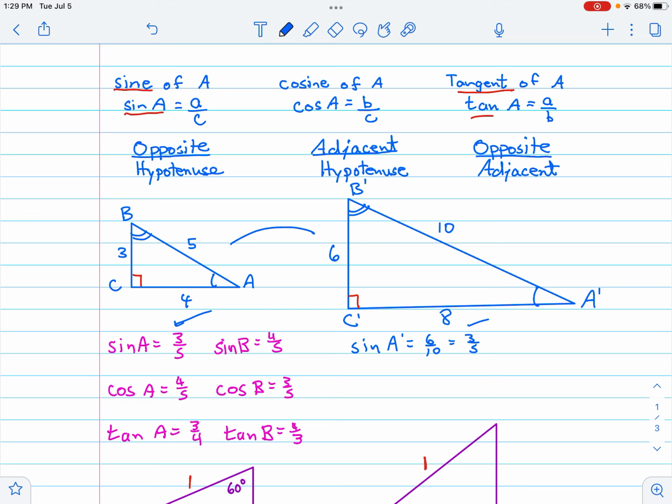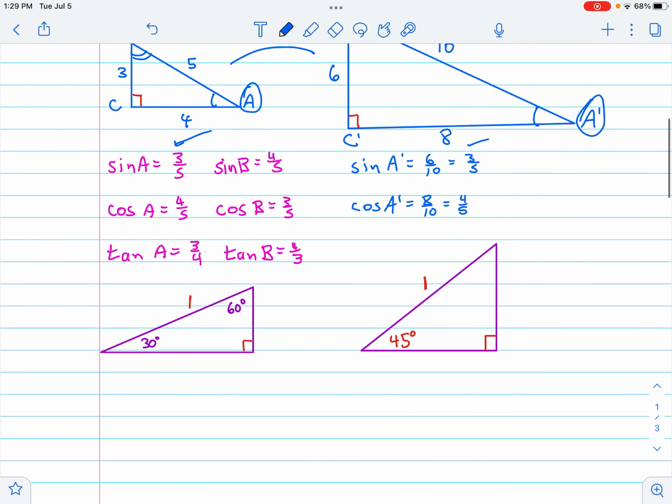Now look at this. What if we've got cosine of A prime? Well, cosine of A prime is going to be 8 over 10. And let's see what that reduces to. 2 will go into 8 4 times. 2 will go into 10 5 times. So look at that. We get the same ratios. It doesn't matter how long the sides are. What we're concerned about is the angle.